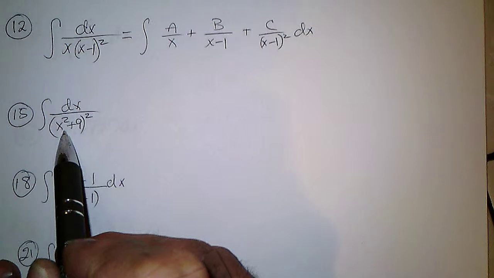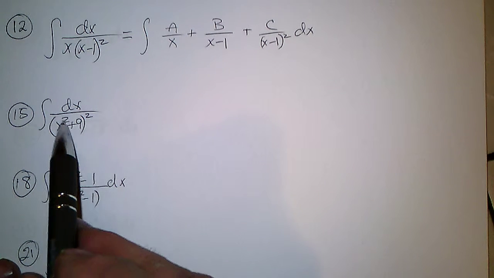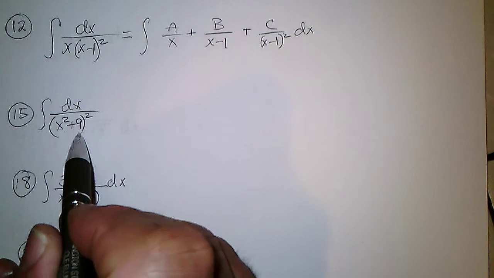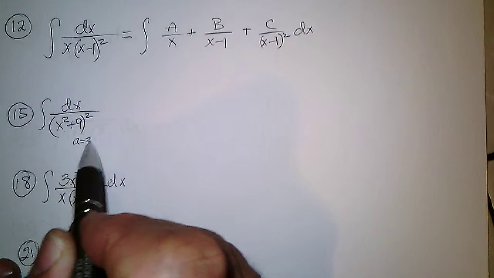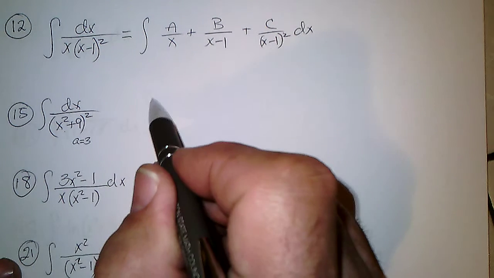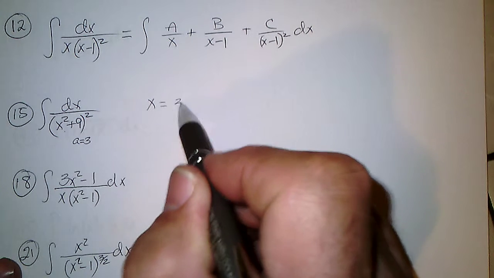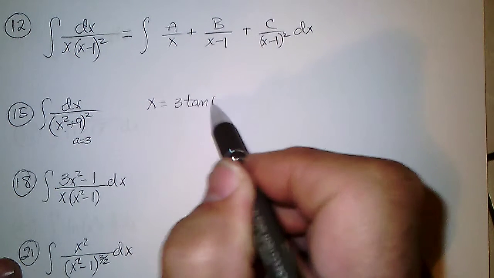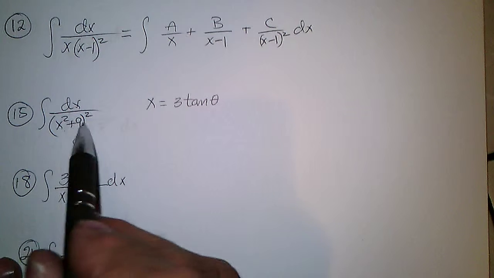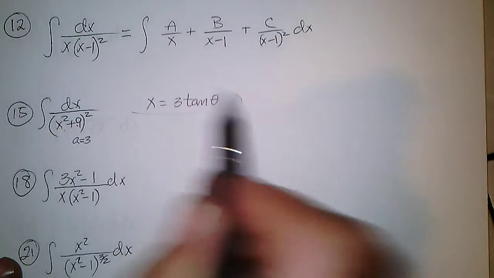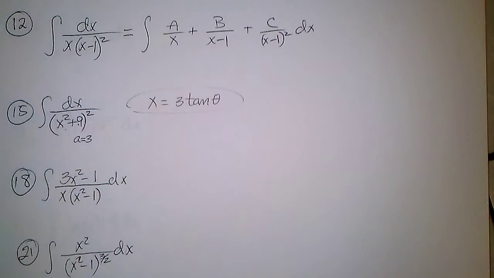This one looks like x squared plus 9, and so if a was 3, this would be x equals 3 tangent theta, a trig substitution, x squared plus a squared. So I would use that substitution.